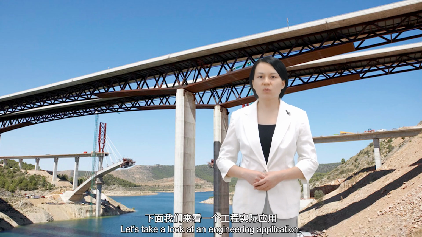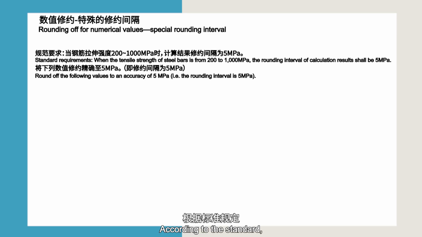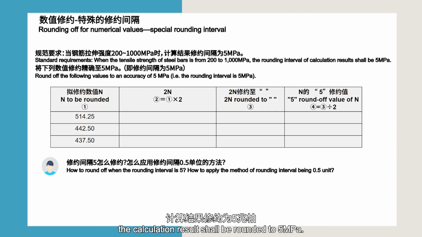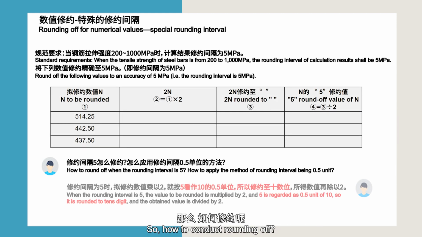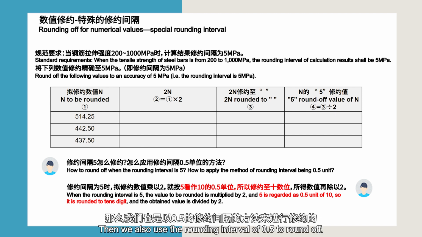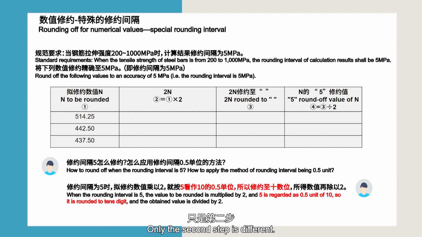Let's take a look at an engineering application. According to the standard, when the steel bar strength is between 200 and 1000 megapascals, the calculation result shall be rounded to 5 megapascals. So, how to conduct rounding off? The rounding interval can be regarded as 0.5 times 10. Then, we also use the rounding interval of 0.5 to round off. Only the second step is different. The second step is to round off the digit to tens digit. Other steps are the same.